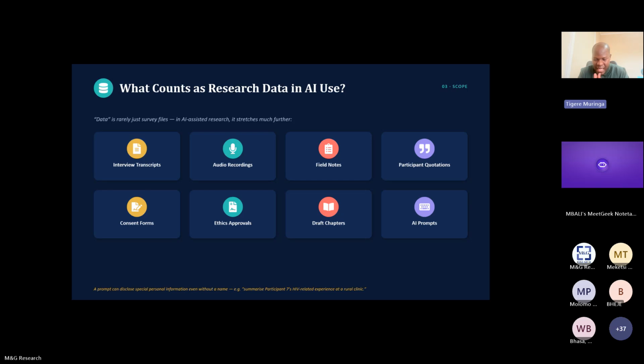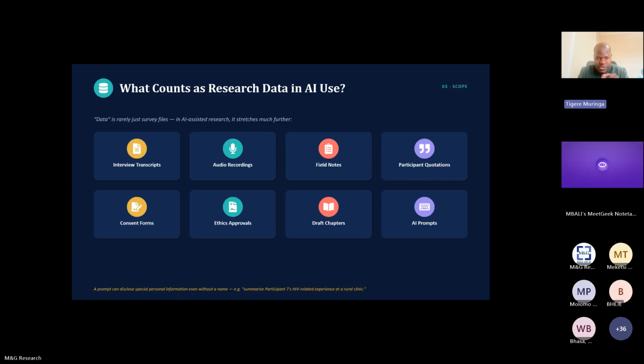So data includes interview transcripts, your audio recordings, your field notes, your participant quotations, your consent forms, your ethical approval forms, your draft chapters, and AI prompts. All these form data. So the definition of data when you're using AI goes beyond the interview transcripts or the survey files or the statistical files. It includes all the information that you upload on that platform for it to process, so that you can glean meaning from it.